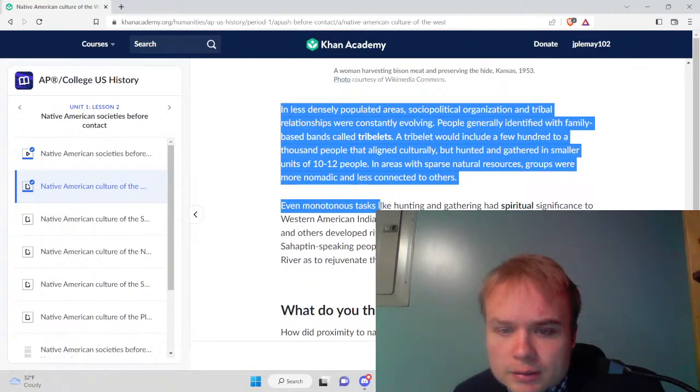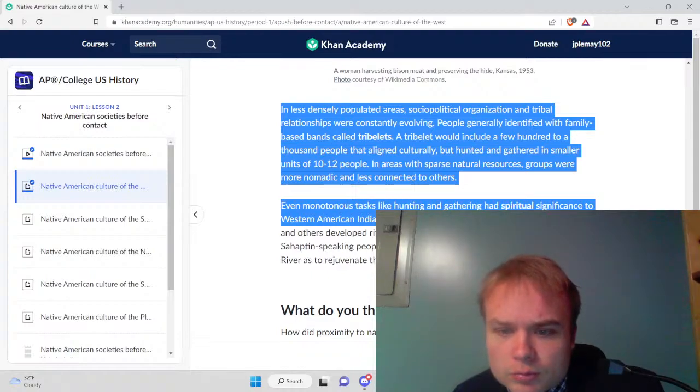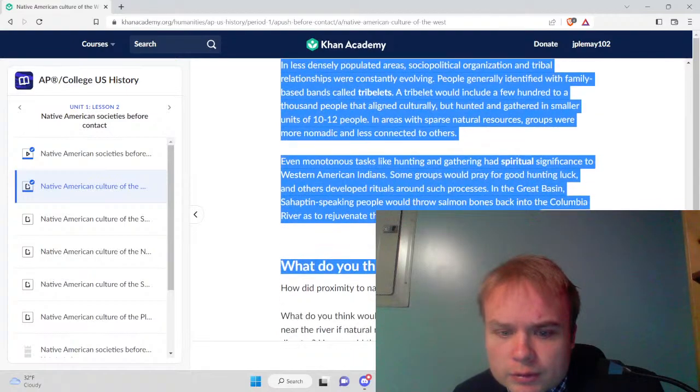Even monotonous tasks like hunting and gathering had spiritual significance to Western American Indians. Some groups would pray for good hunting luck, and others developed rituals around such processes. In the Great Basin, Sahaptian-speaking people would throw salmon bones back into the Columbia River to rejuvenate the supply of fish for the following season.